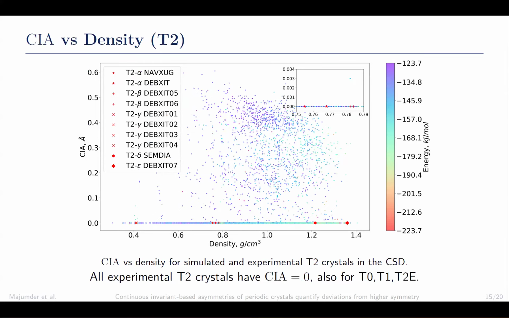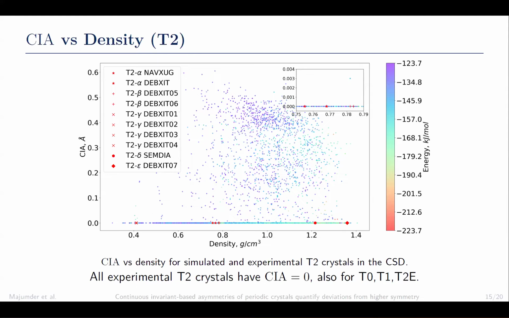This slide shows the CIA versus density plot for T2 crystal structures. The x-axis represents density, the y-axis represents CIA. Density is a fast and continuous invariance. Also, real crystals tend to be more dense. Each point in this plot is colored by its respective energy value, where the color bar again is shown at the right-hand side of the plot. The bright red markers of different shapes represent the experimentally obtained T2 crystal structures. We can immediately see that all of the experimentally obtained T2 crystal structures are perfectly symmetric, having CIA equals 0.